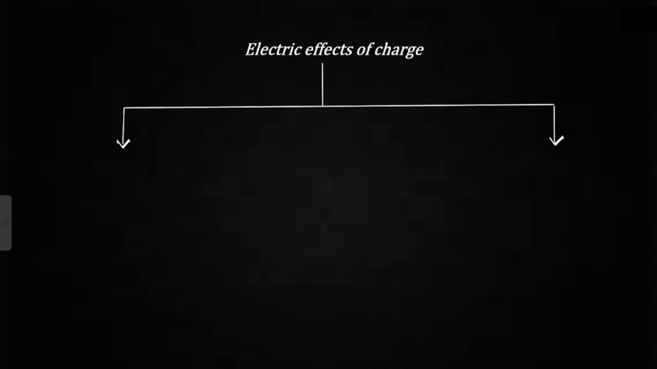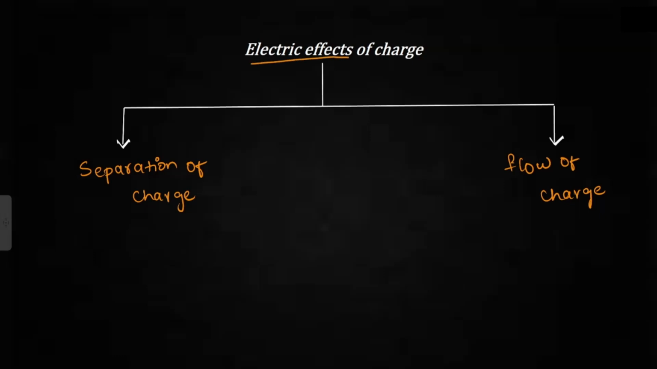So charge has two electrical effects. One electrical effect is known as separation of charge, and another is known as flow of charge. So I think you understood. Charge has two electrical effects: one is separation of charge and one is flow of charge.